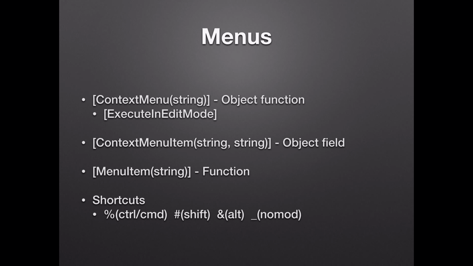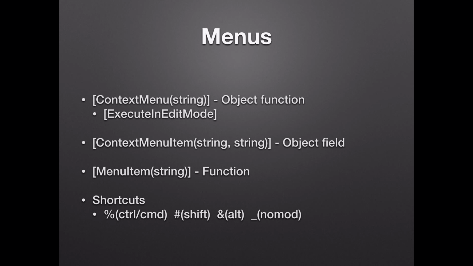Context menu, which we already talked about briefly earlier. It's an attribute you add to a function on an object. Whenever you see it in the inspector, you can right-click on that object, click on that, it'll call the function. If you want that to work when the game is not running, make sure that that function has this execute in edit mode attribute on it that just tells it, hey, this function's cool to execute when the editor's running but the game's not.